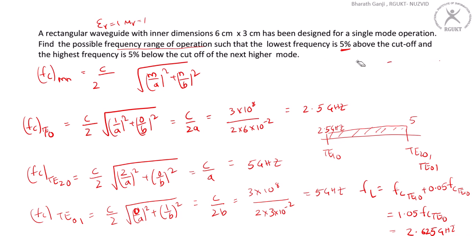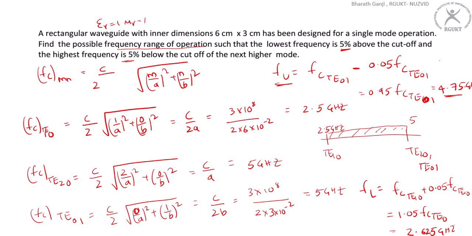So let's talk about the higher operating frequency. The higher operating frequency is asked to be again 5% below the one. The upper frequency, the higher one, is the next one, which is TE01 mode. So out of this I have to decrease 5%, so I have to decrease 0.05 of it, so it is 0.95 times the cutoff frequency of TE01 mode, which turns out to be 4.75 gigahertz. So here I have my upper operating frequency and my lower operating frequency, and between these two frequencies I will be operating my waveguide.